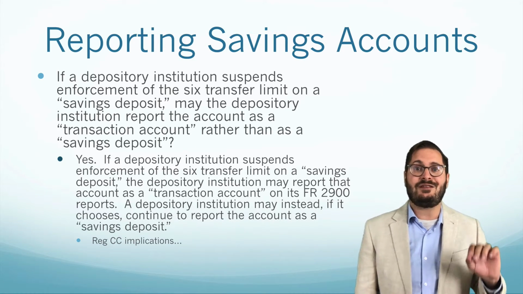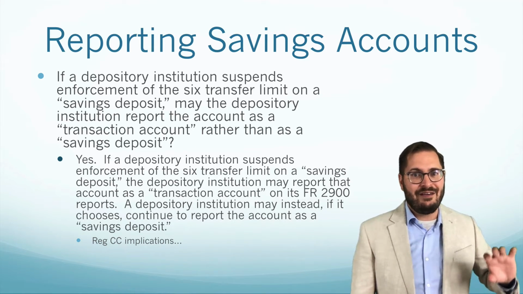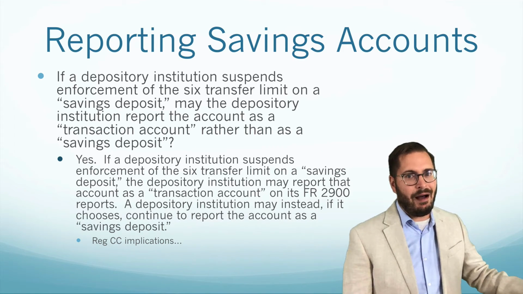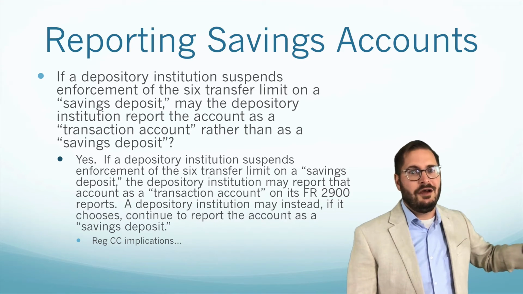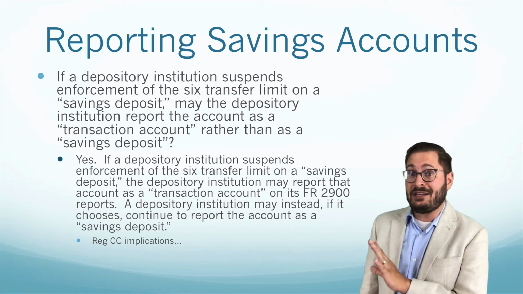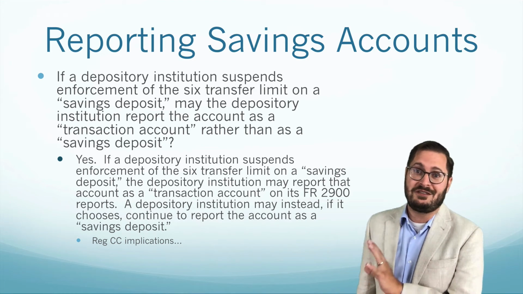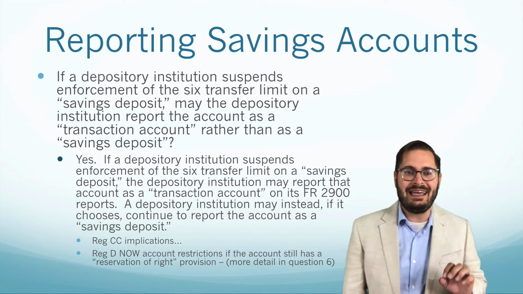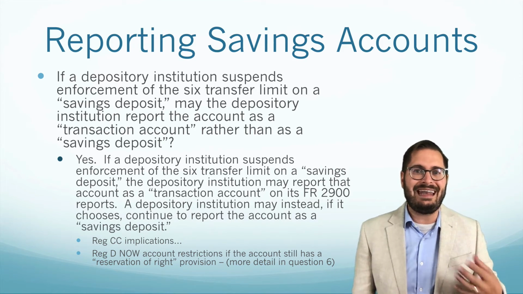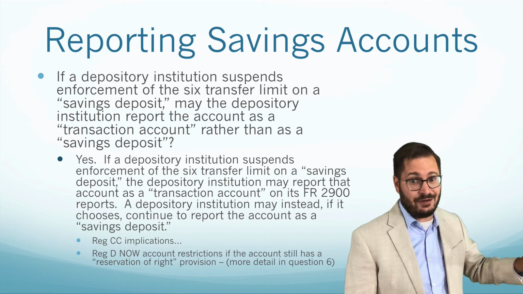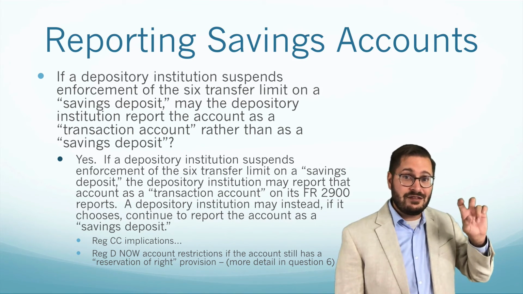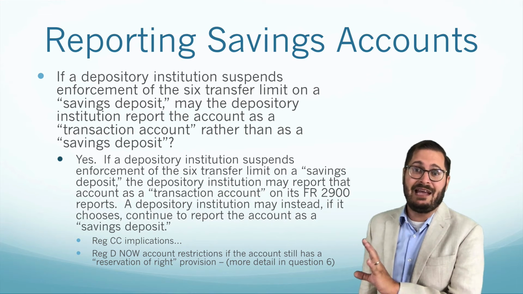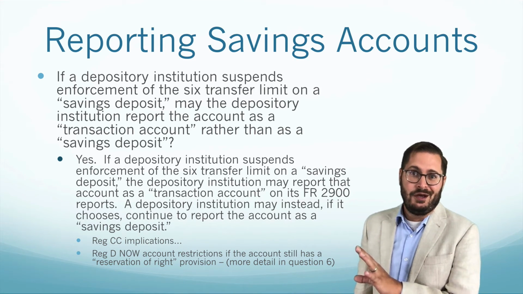The first thing, of course, is holds. Regulation CC would apply if you are reporting a product type as a transaction account. So if you continue to report it as a savings deposit, Reg CC is not going to apply. But if you start to report your savings accounts as transaction accounts, it is going to be covered under Regulation CC, and hold rules would apply to those accounts. You probably don't want to go there. The second reason is that Reg D has other restrictions on NOW accounts. If your current savings accounts restrict the account and have a reservation of right provision, then these could potentially become NOW accounts, and your business customers could not have such accounts. So there could be conflicts there.